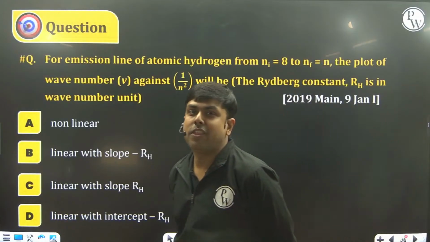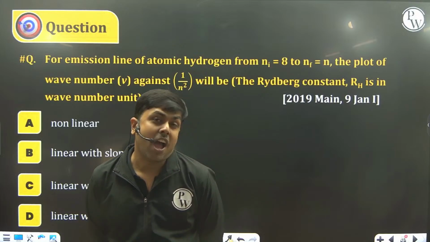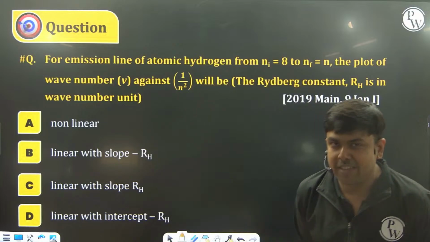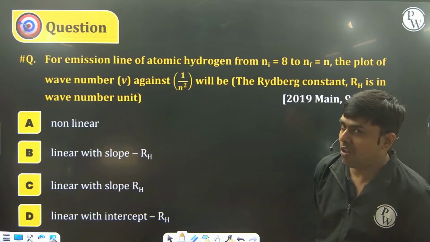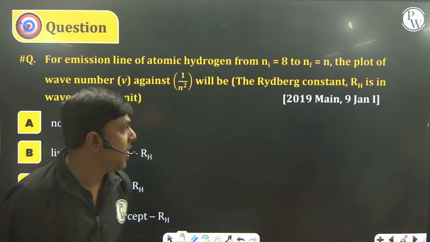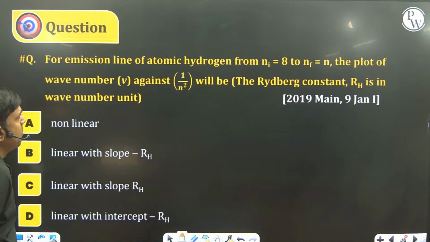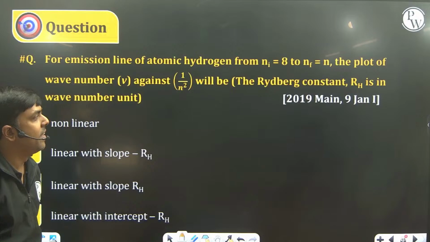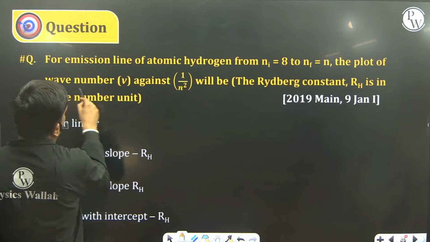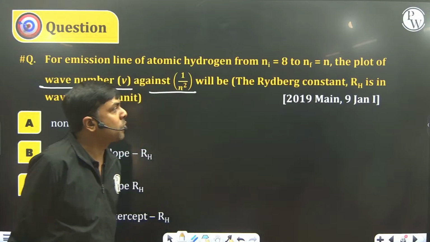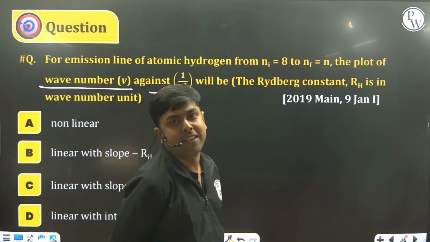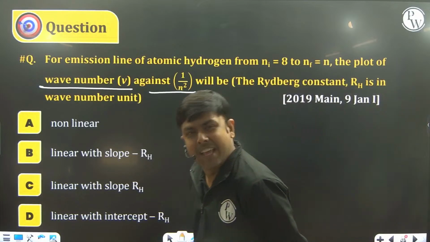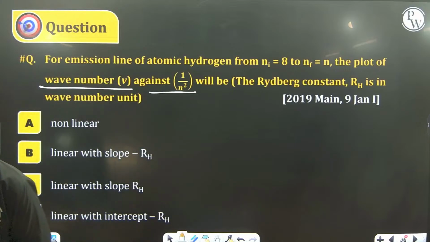Next question. Now we are done with the Bohr models. After completing the Bohr model, generally we move to hydrogen spectrum. Yes. Now from here onwards, we'll be solving questions of hydrogen spectrum. For the emission line of atomic hydrogen from Ni equals 8 to Nf equals n, the plot of wave number against 1 by n square will be. So now, a typical question of hydrogen spectrum, simply formula based. Can you solve it? Please try to solve it.